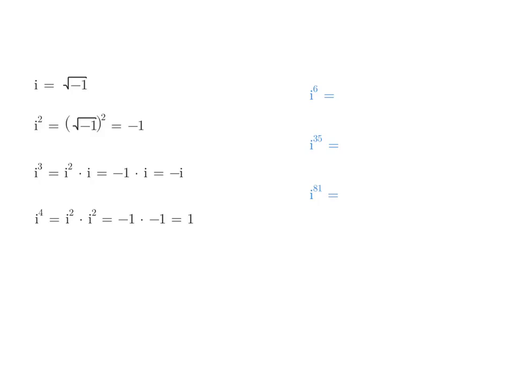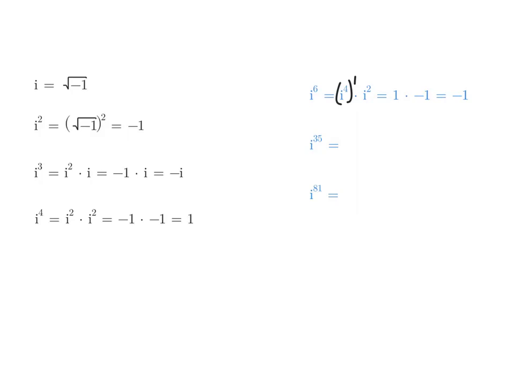And the first one's pretty easy, right? 4 goes into 6 one time, and then there's how many left over? 2. So this is pretty easy. I to the fourth times i squared. Well, what's i to the fourth? What's i squared? So it actually equals negative 1. If I wanted to write it this way, I could have said i to the fourth to the first, because that is just i to the fourth. 4 goes into 6 one time.